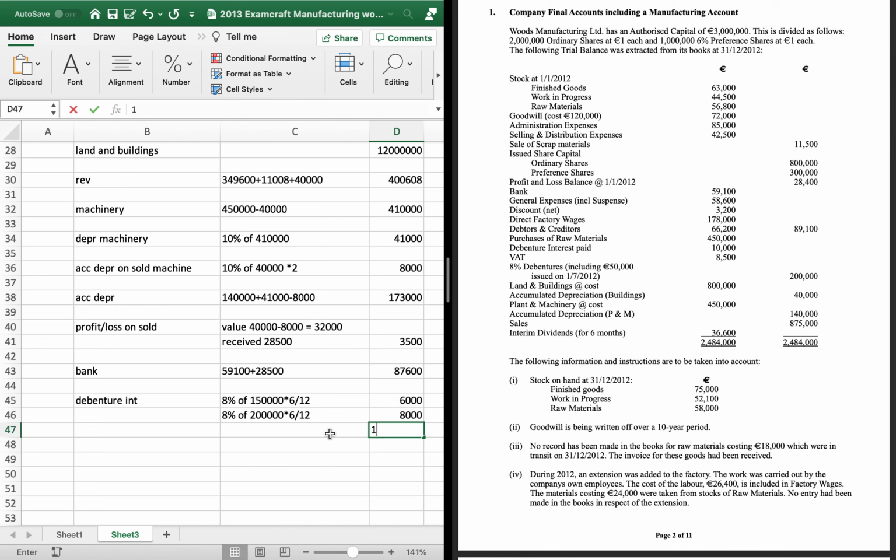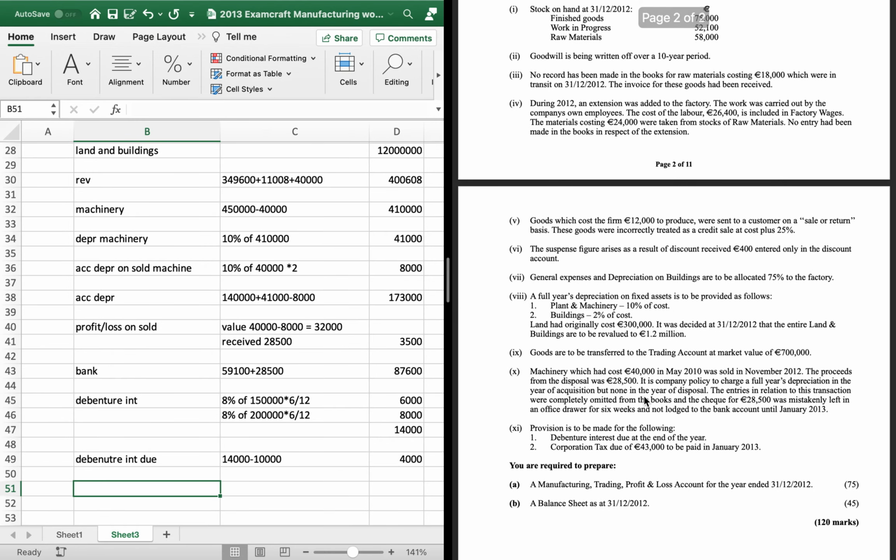That's 14,000 in total, and of that, check how much you've paid. So you should have paid some debenture interest, I would think. You paid 10,000, so the debenture interest due will be 14,000 minus 10,000, which is 4,000. So in your balance sheet, it's going in as 4,000.